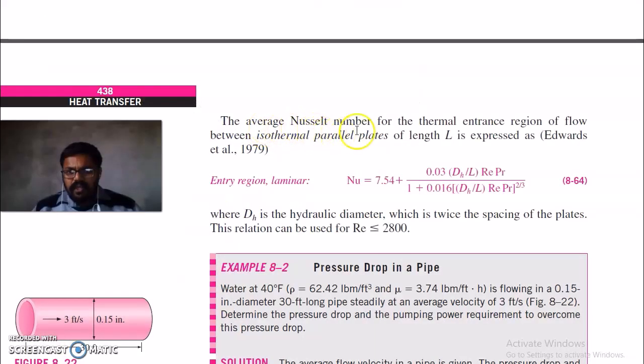The average Nusselt number for the thermal entrance region of flow between isothermal parallel plates of length L is expressed as this, where dH is hydraulic diameter, which is twice the spacing of the plates. This relation can be used for Reynolds number less than 2800, meaning for the laminar region, for the entry region also.